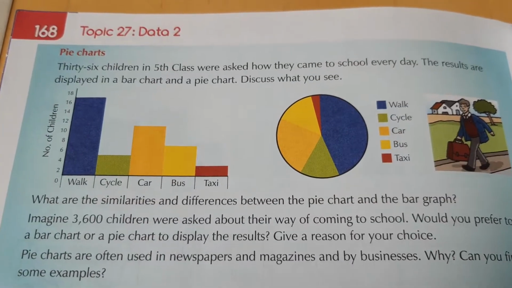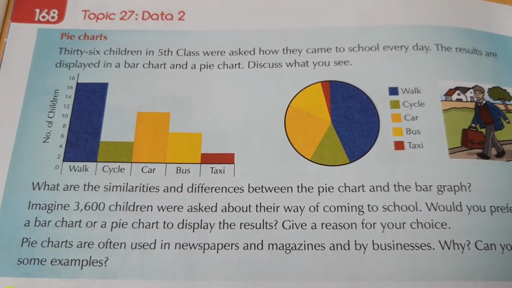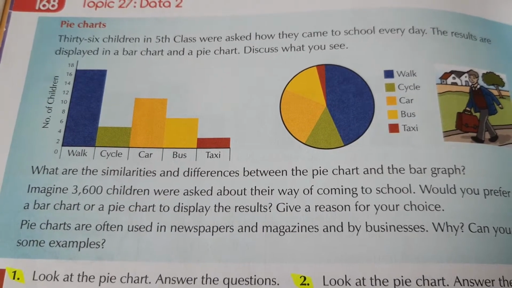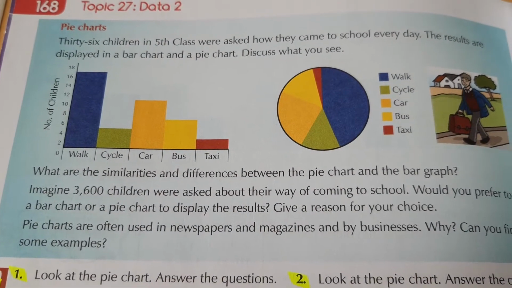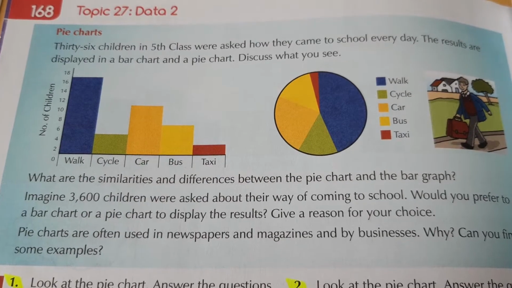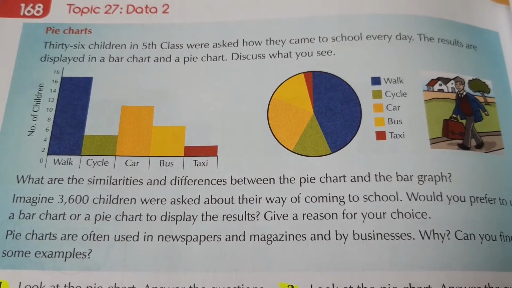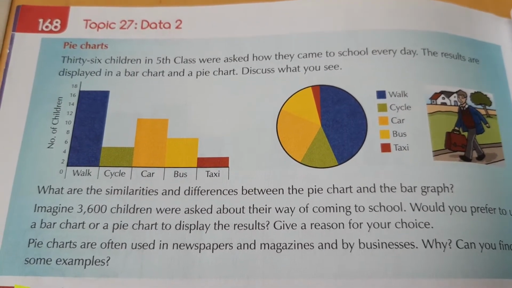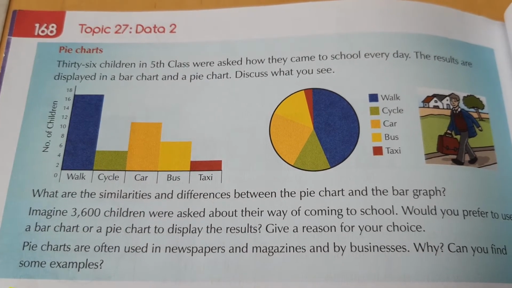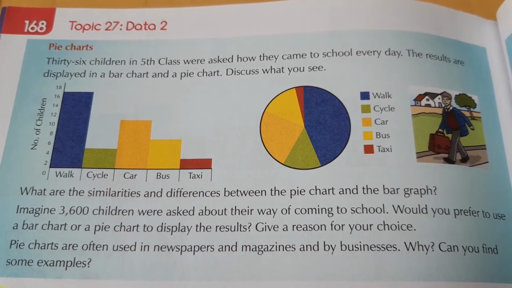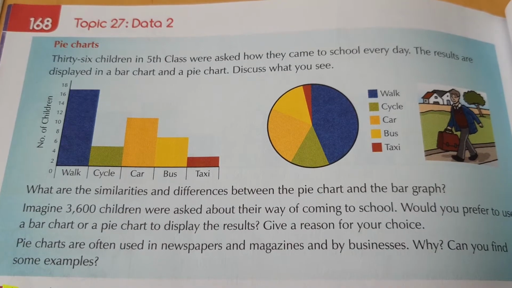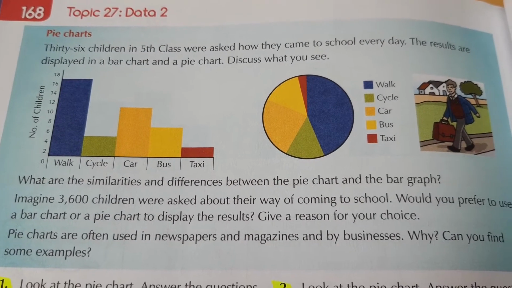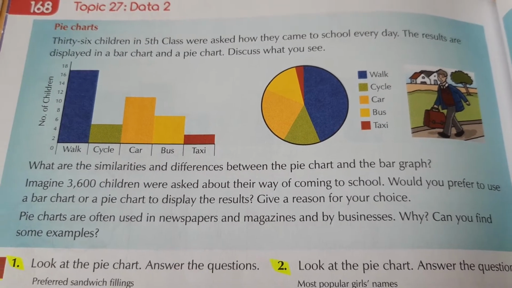So your next page now is looking at pie charts, and pie charts is just another way of representing data, how you'll see it. So you've bar charts, you've pictograms, pie charts, trend graphs as well as another one. So look at the pie charts for a moment. So 36 children in 5th class were asked how they came to school every day. The results are displayed in a bar chart and a pie chart. Discuss what you see. So you can see which one is easy to answer. They're both quite easy to answer.